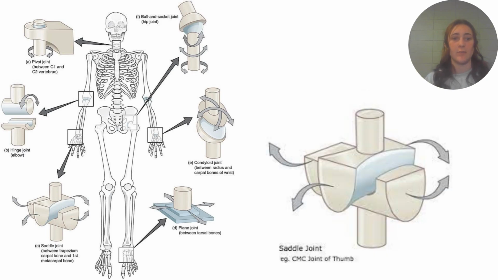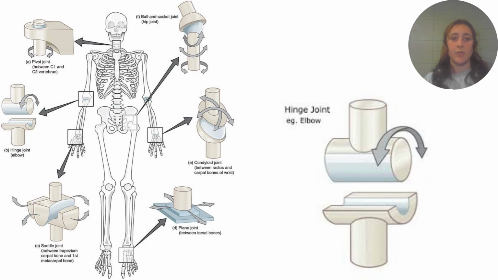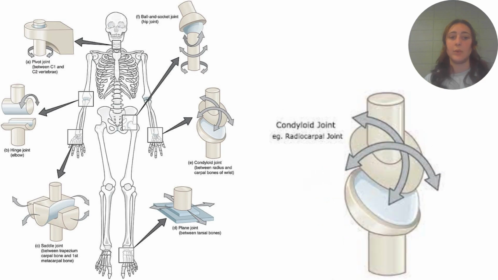A saddle joint permits movement back and forth and from side to side, but does not allow rotation, such as the joint at the base of your thumb. A hinge joint is when two bones open and close in one direction only, in a plane like a door, such as the knee or elbow joints. A condyloid joint permits movement without rotation, such as in the jaw or the finger.